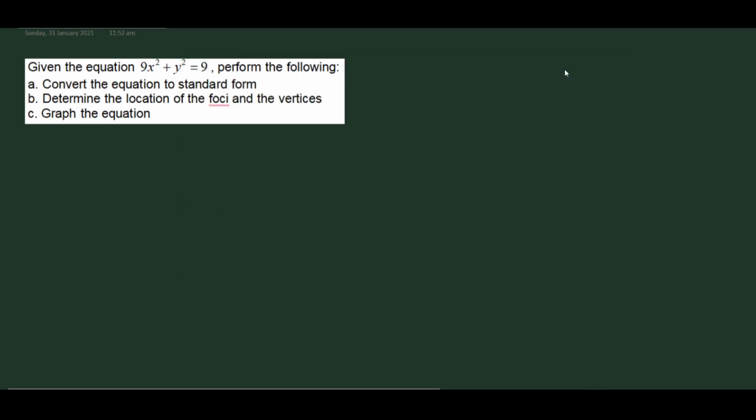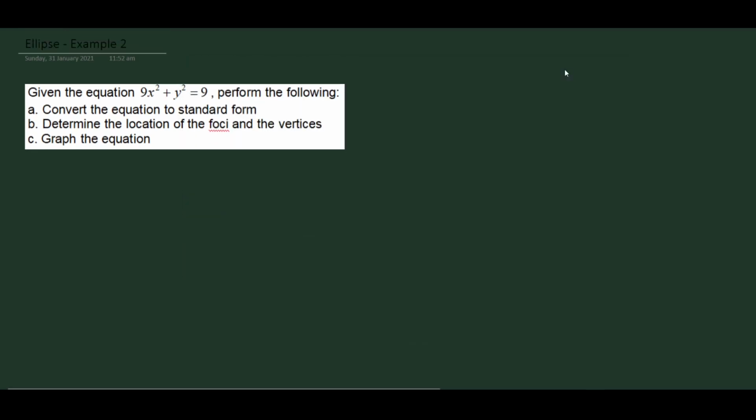Okay, hello everyone. Let us now proceed to the second example for the ellipse. Now this is a little bit different. So this is a variation of the problem. So given the equation 9x squared plus y squared is equal to 9, perform the following. First, we need to convert the equation to standard form. Then determine the location of the foci and the vertices and the graph of the equation.